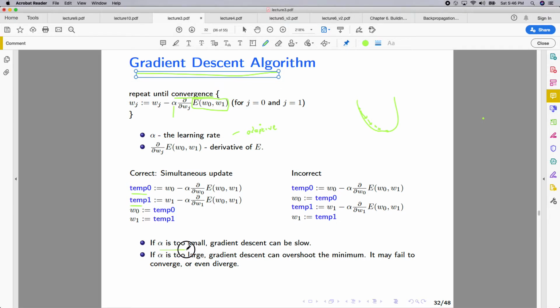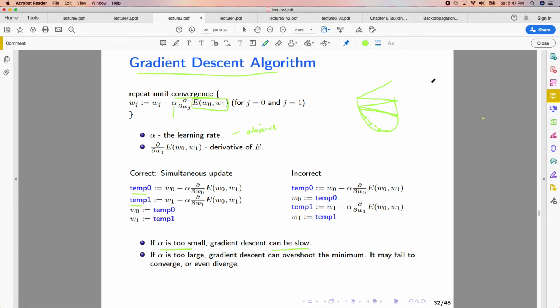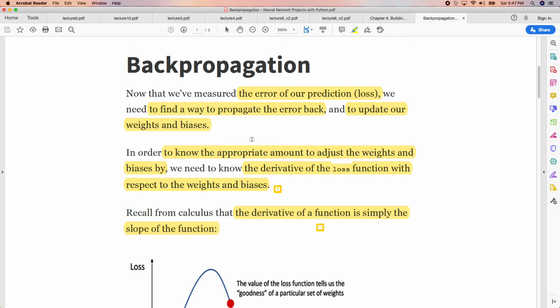Notice that if your alpha is too small, it may take an infinite amount of time to get to the global minimum. And if it is too large, you may end up diverging, and you can overshoot and overshoot until you cannot even get back to the global minimum. So that's essentially that. Let's look at it in another material here.